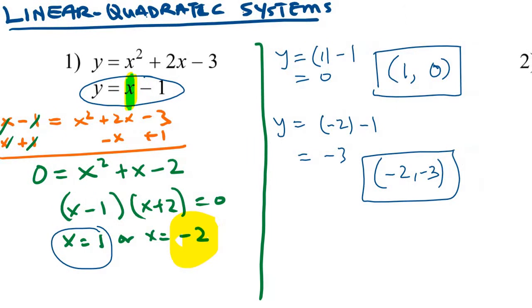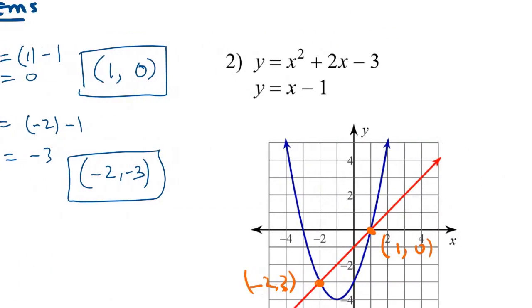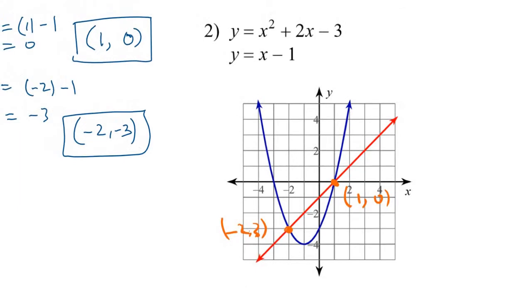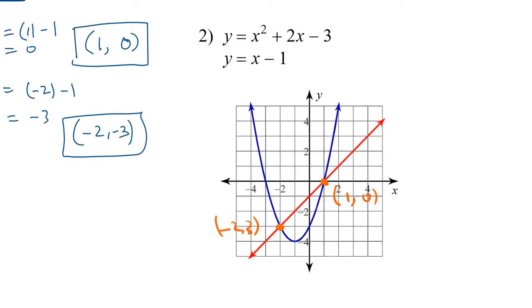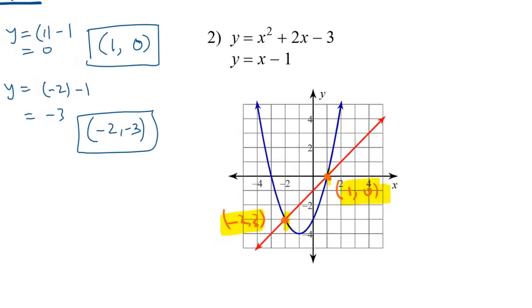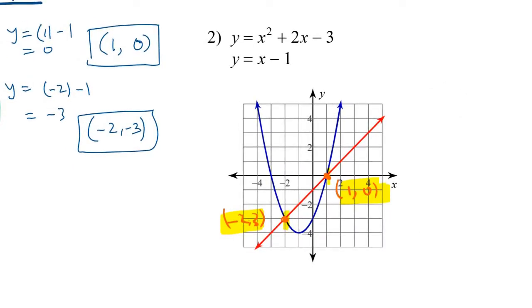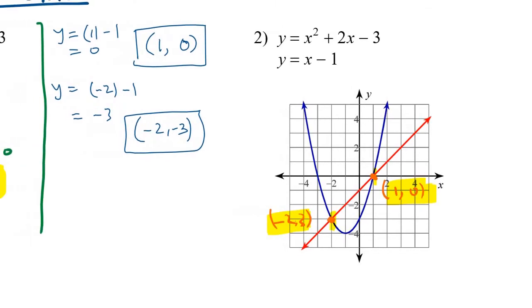Here is a graph of the same system of equations. Here is the first point of intersection, (1, 0), and the second point of intersection right here, and that corresponds to what we got algebraically. Basically, we're just looking for the intersection of a parabola and a line, and it happens to be 2 in this case. Now we go to the second example.